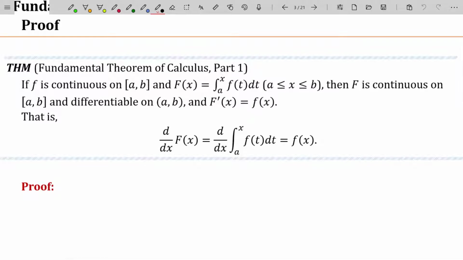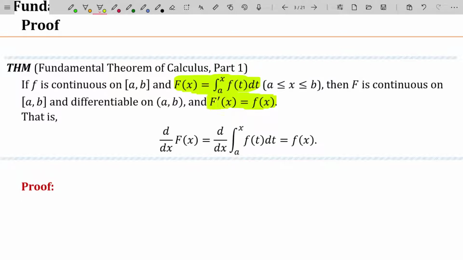Capital F, this integral function right here, is going to be a continuous function. As long as little f is continuous on the closed interval a to b, then capital F is also continuous on the closed interval from a to b. Remember, capital F is telling us the area underneath the curve of little f from t equals a to t equals x. And capital F is also going to be differentiable on the open interval from a to b. But the most important thing is that capital F prime is little f.